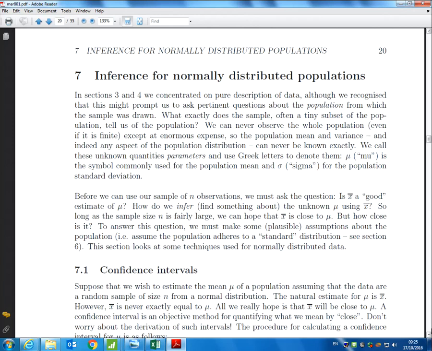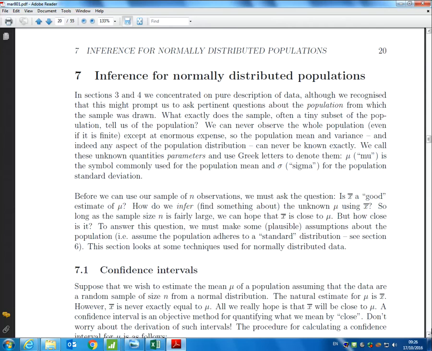If you're working out the mean of a sample, what symbol do you use? X bar. Whereas if you work out the mean of a population, you use a Greek letter, mu, which looks like this.